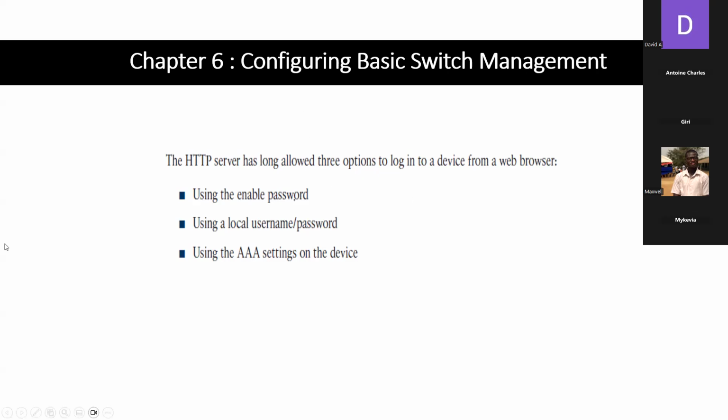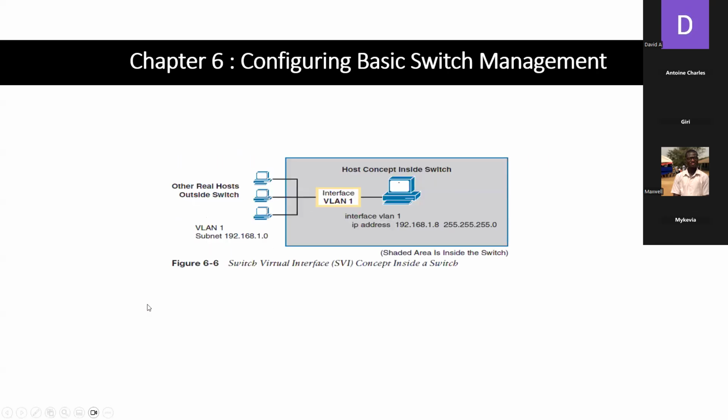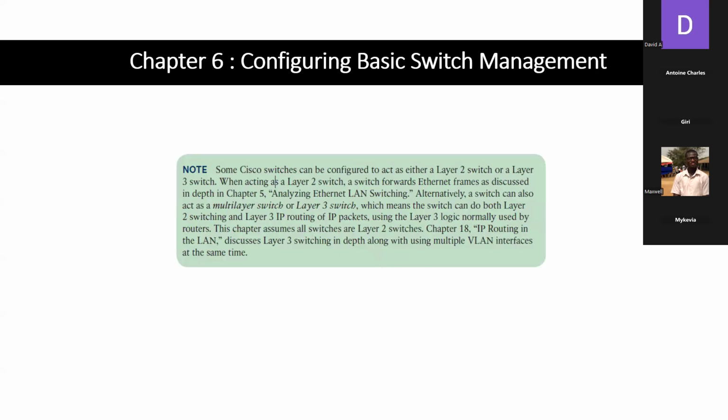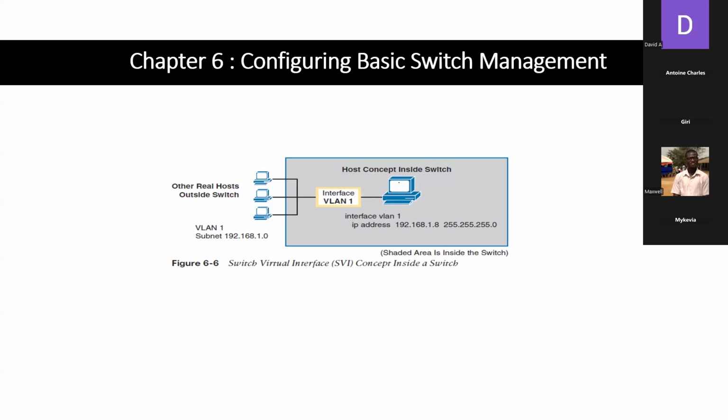All right. So let's talk about enabling IPv4 for remote access. We were talking about SSH and VTY lines. How can we manage the switch? Because we're talking about basic switch management and configuration. How can we manage it if we don't have an IP address? This is one of the things that we need configured.